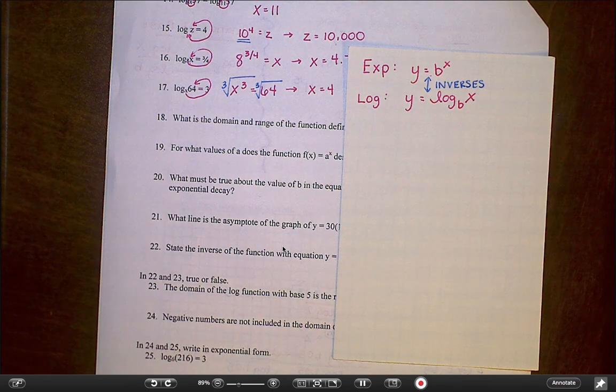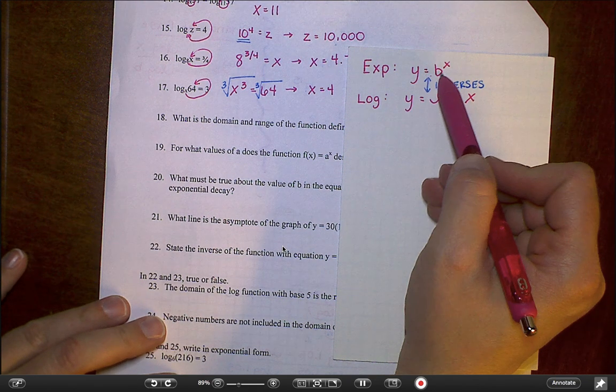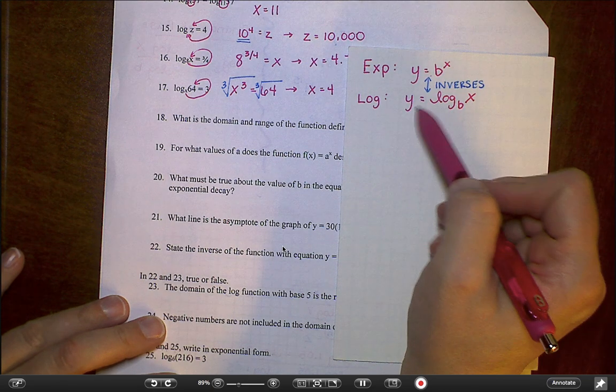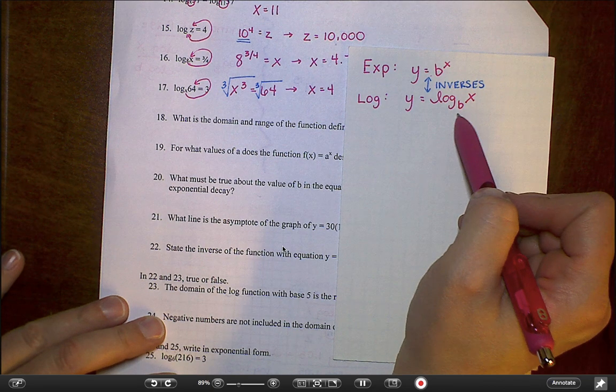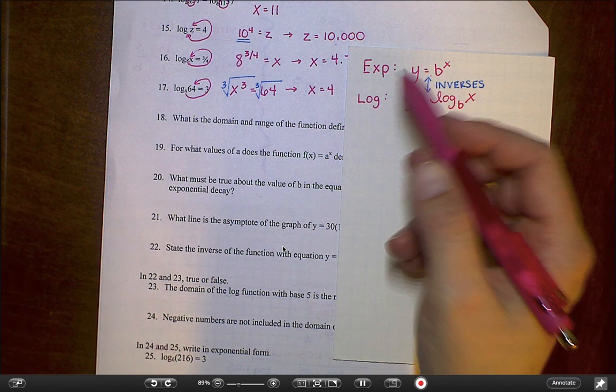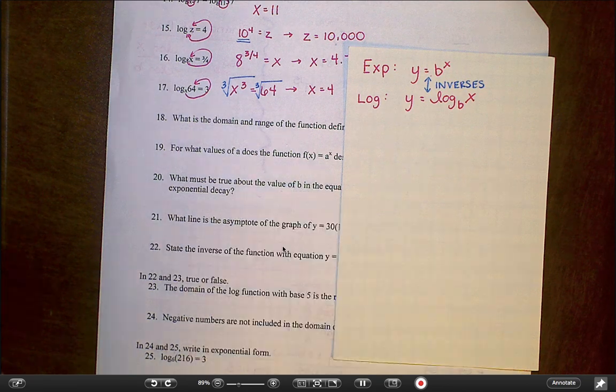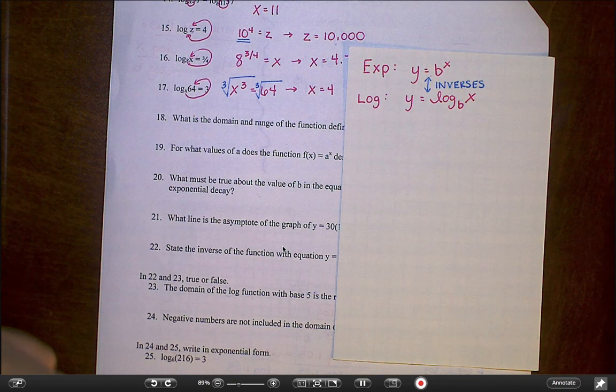Okay? And I want you to be to the point where when you see a number here, y equals 5 to the power of x, you can jump straight to log base 5 of x as being the inverse. So when I ask you about the inverse, you should be able to get straight there. The reason that's important to know is because we know some things about the graphs and we know some things about the properties of the graphs, the domain, the range, stuff like that.